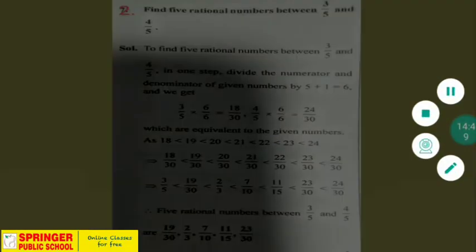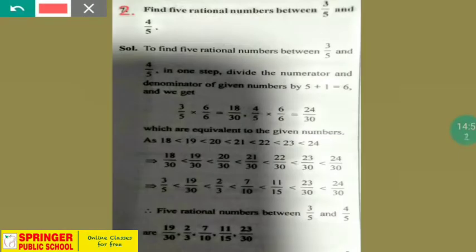Suppose it is said to find 7 rational numbers, then we have to multiply both the fractions by 7 plus 1, which is 8. But here we are asked to introduce 5 rational numbers, so 5 plus 1, 6. Now 3 upon 5 when multiplied by 6 becomes 18 upon 30, and the next number becomes 24 upon 30. Now both are like fractions with the same denominator 30, and you can see there are a lot of numbers between 18 and 24.